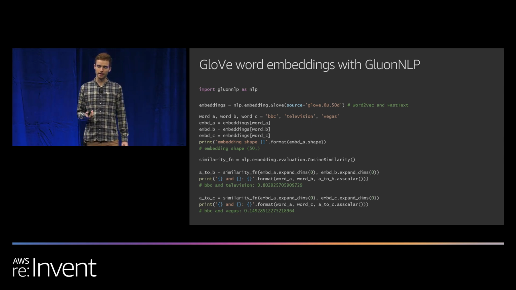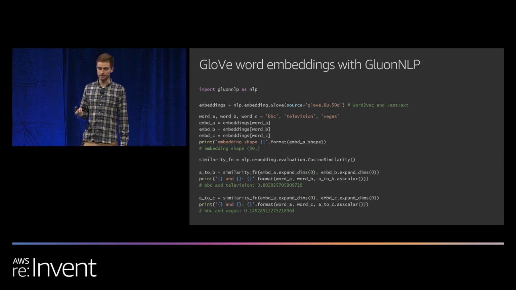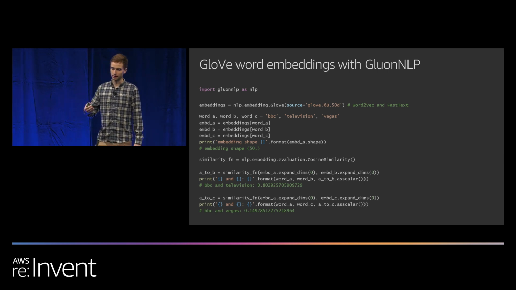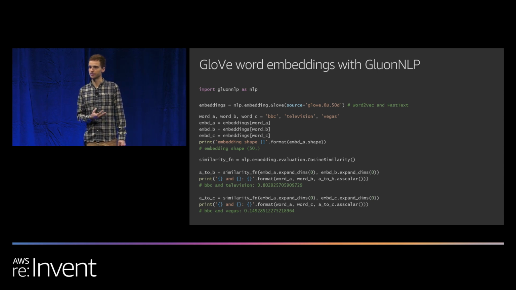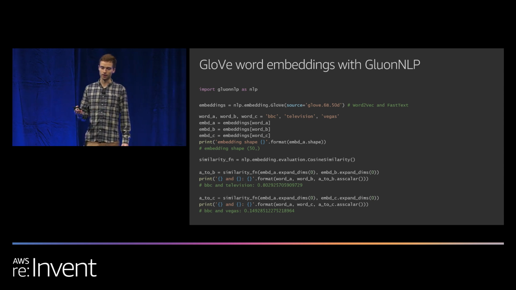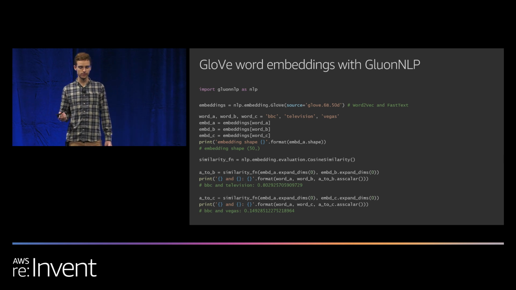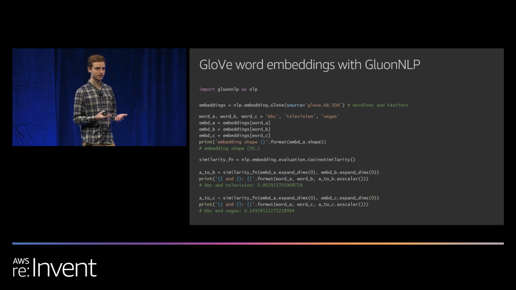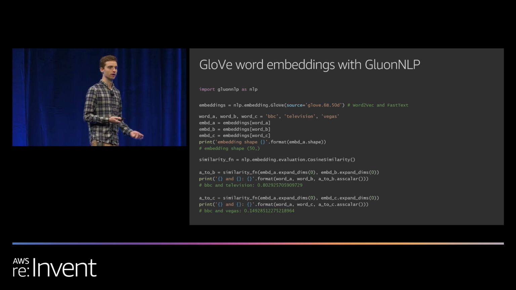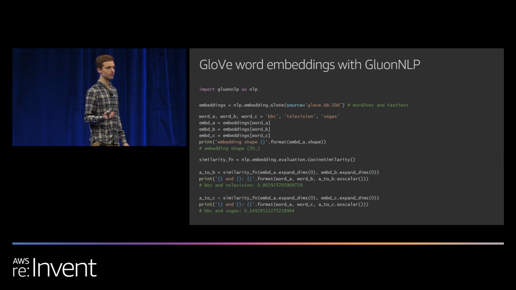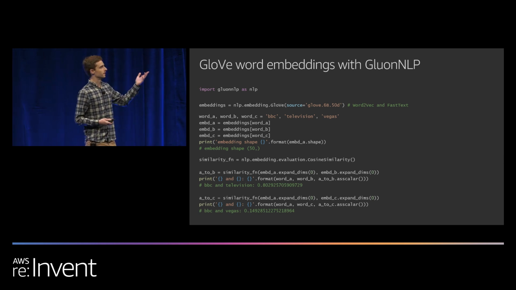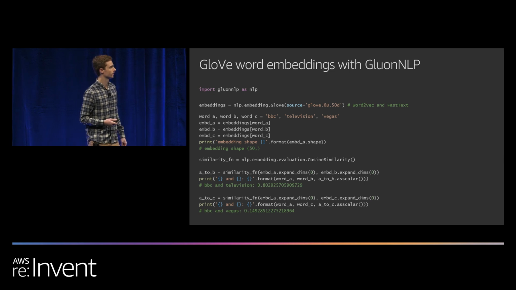Once we've got our embedding, we can use this pretty similar to a dictionary in Python. So you provide a word, and it will do the lookup of the associated embedding. So we'll do this for 3 words, BBC, television, and Vegas. And each embedding has a shape here of 50. So this is an MXNet array, like a NumPy array, but can work on the GPU. And it has 50 values because we use the embedding of size 50.